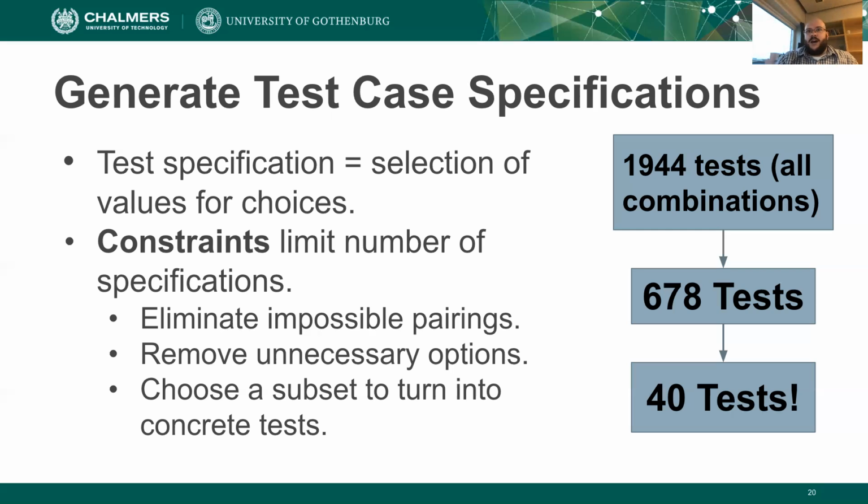You want to eliminate any combinations that are impossible, identify constraints that can be used to remove unnecessary combinations, and from the remainder, choose a practical subset to test your system with, then turn into your concrete test cases.